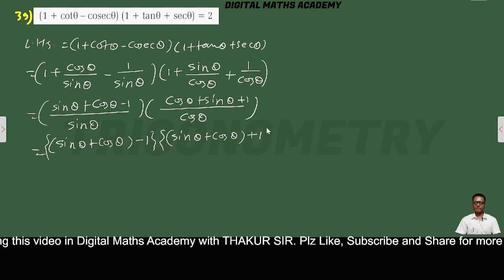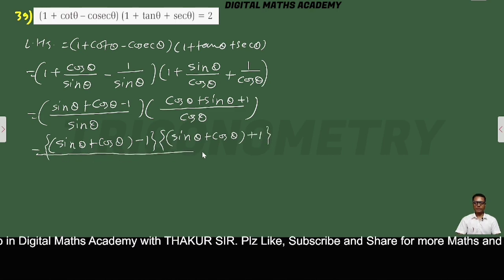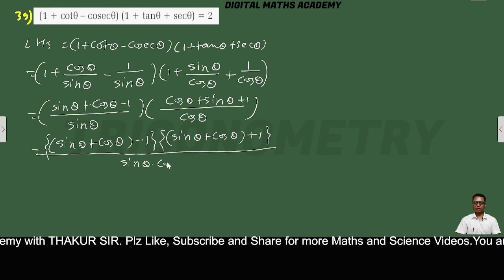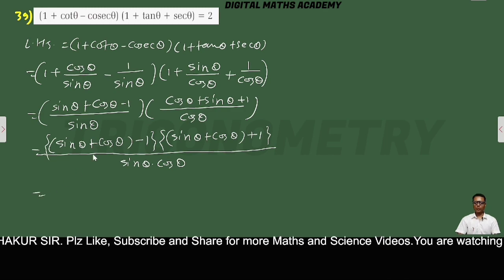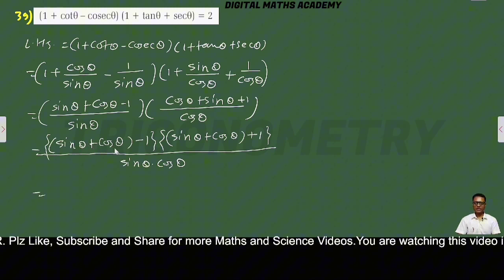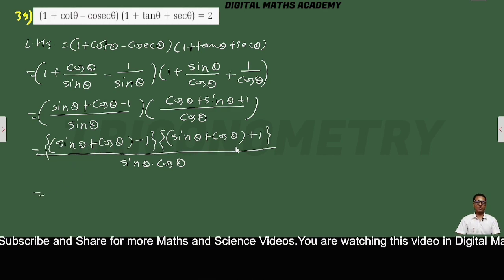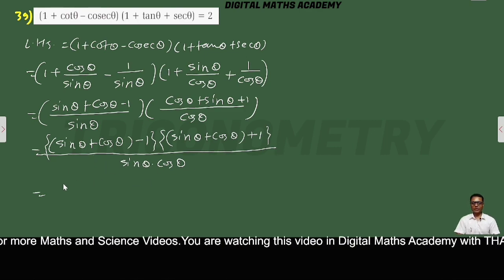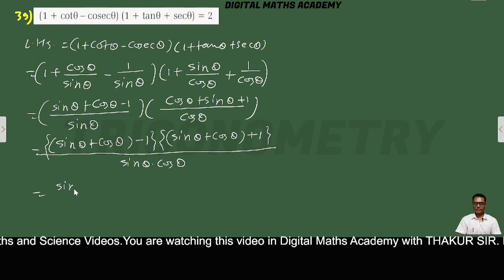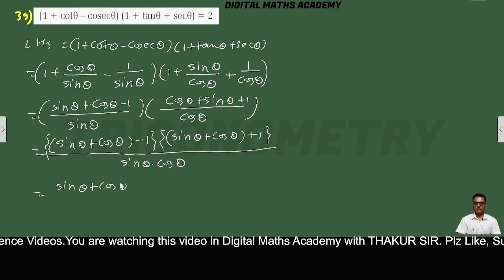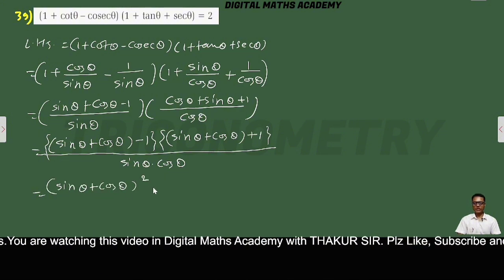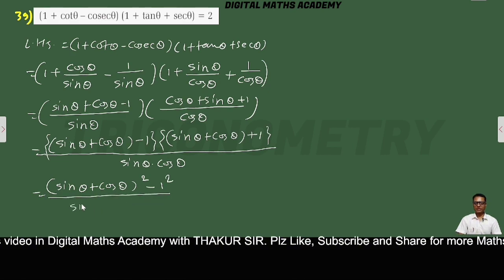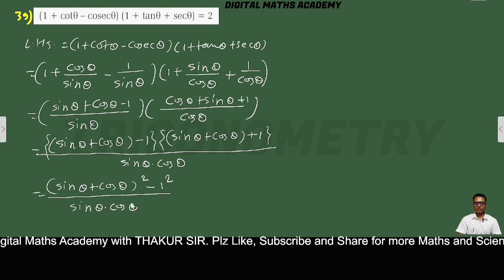Here is a plus 1. So this is the way of multiplying if we have the different sign. Then we have here sin theta dot cos theta. Now when you multiply, then you can see here sin theta plus cos theta minus 1 and sin theta plus cos theta plus 1. So we can apply the formula (a plus b)(a minus b) equals a square minus b square. So in place of a we have sin theta plus cos theta, so a square, then minus b square, that is 1 square. The denominator stays as it is, that is sin theta dot cos theta.